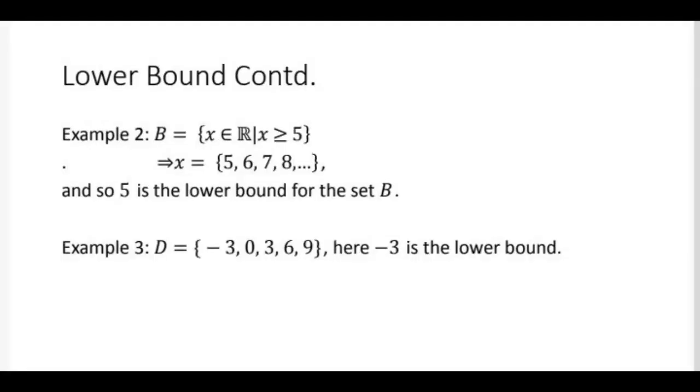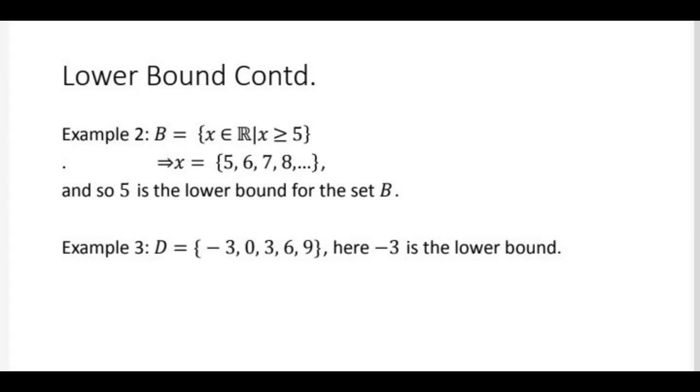Let's continue exploring the concept of a lower bound with more examples. Example 2. We are given the set B, which is defined as the set of all real numbers x such that x is greater than or equal to 5. In words, this means B includes every real number starting from 5 and going upwards. So the set might include numbers like 5, 6, 7, 8, and so on, even numbers like 5.5 or 6.1.